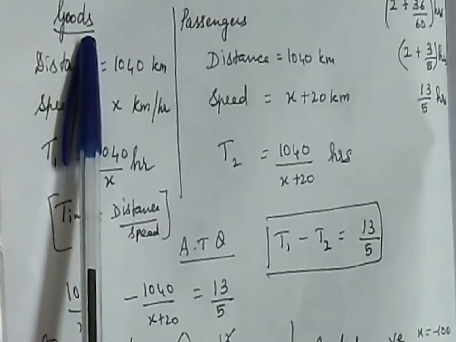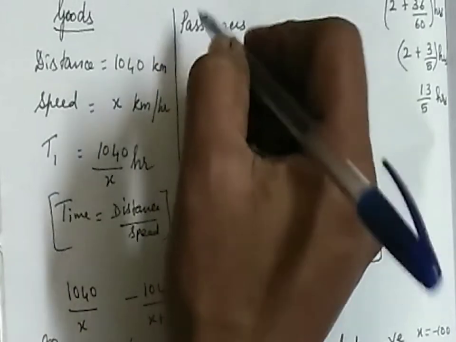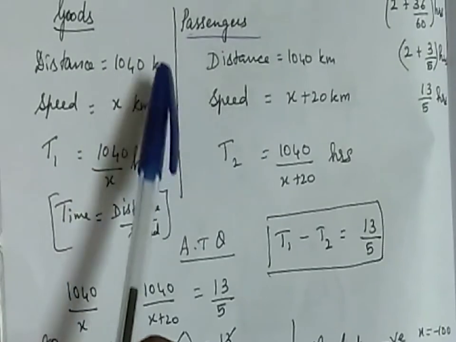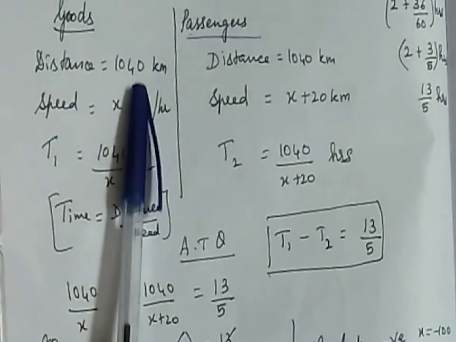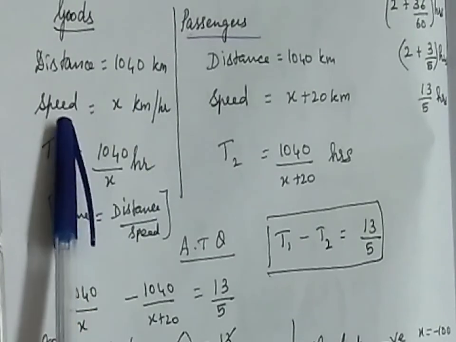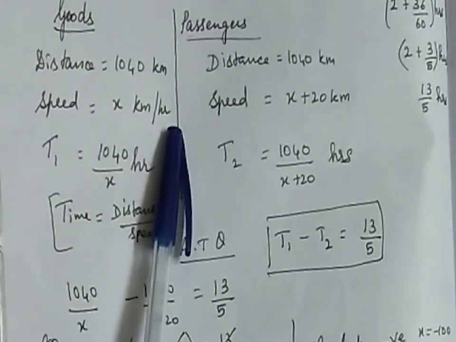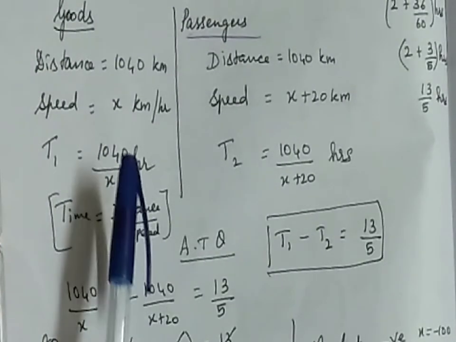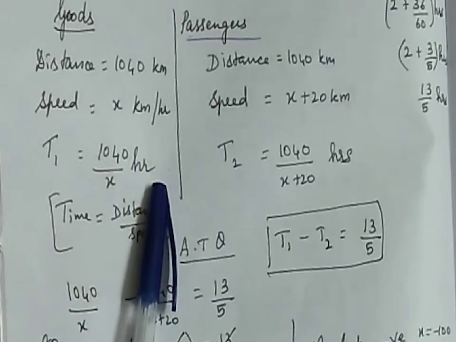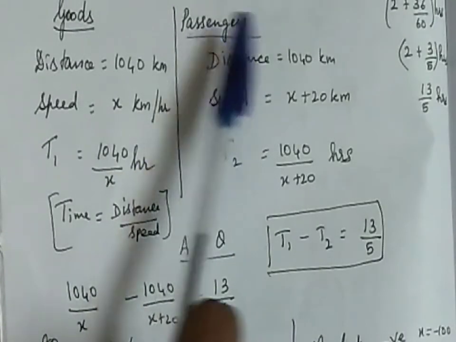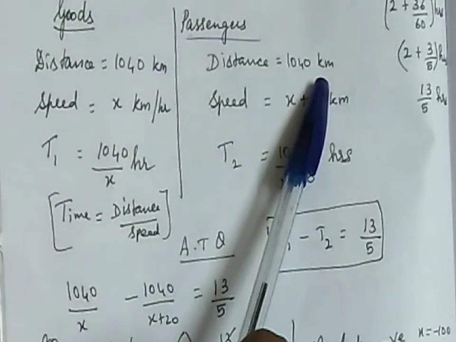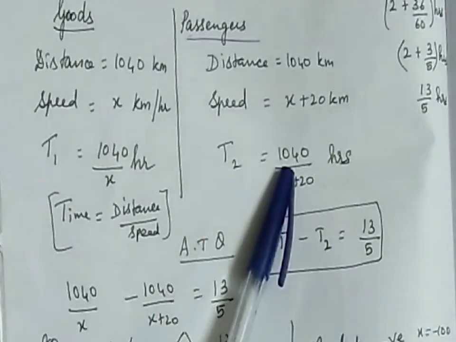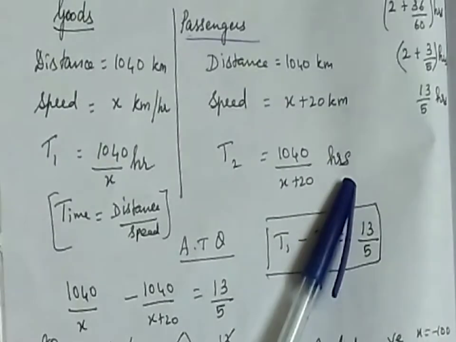Now, this one is the goods train and this one is the passenger train. What is the distance? 1040 kilometers. What is the distance taken? 1040 kilometers. Speed of the train? x kilometers per hour. So what is the time? Distance upon speed, so 1040 upon x hours. For the passenger train, distance is the same, 1040 kilometers, and the speed is x plus 20 kilometers per hour. Time, 1040 upon x plus 20 hours.